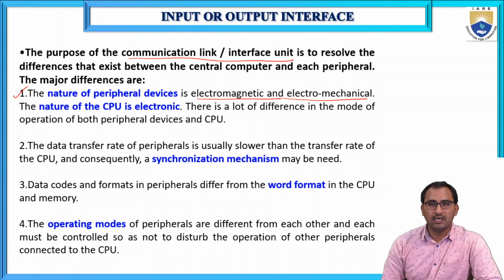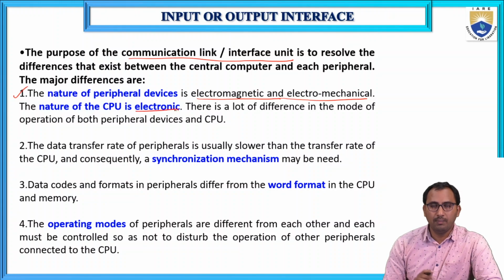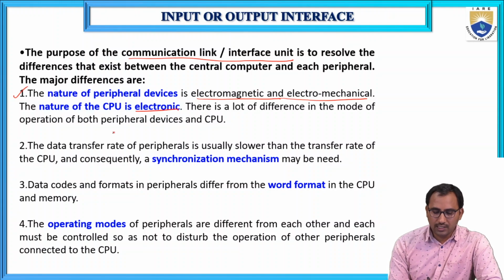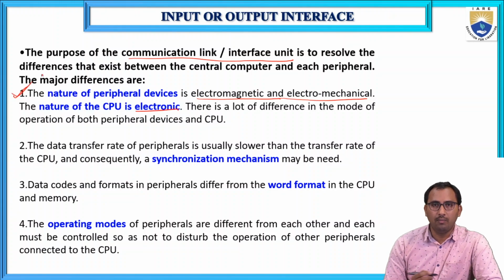Whereas the CPU is purely electronic in nature, because it is made up of all electronic components. So that's why there are differences between the peripheral devices and the CPU. That's why in between them we have an interfacing circuit. So that is the first one, the nature of operation.